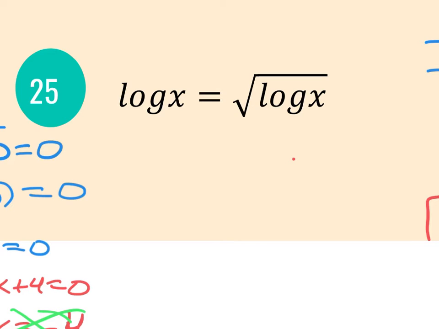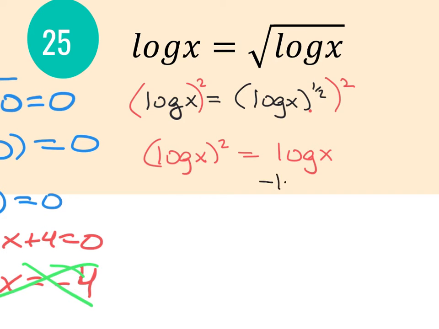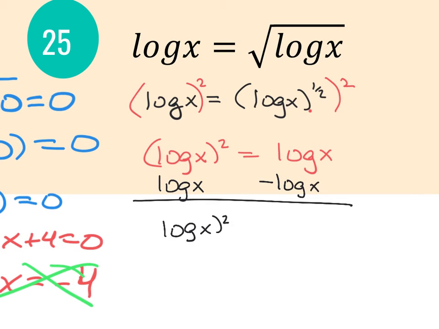I'm going to go ahead and change this one to a log of x, and I'm going to raise it to the 1/2 power. I'm going to change the root to a rational exponent. And now to get rid of that fraction, I can square both sides. And now I'm left with log of x squared equals log of x. Now this is sort of like what we had to do at the beginning of the year. So what we're going to do is we're going to move this log x to the other side. So we get log x squared minus log x equals 0.